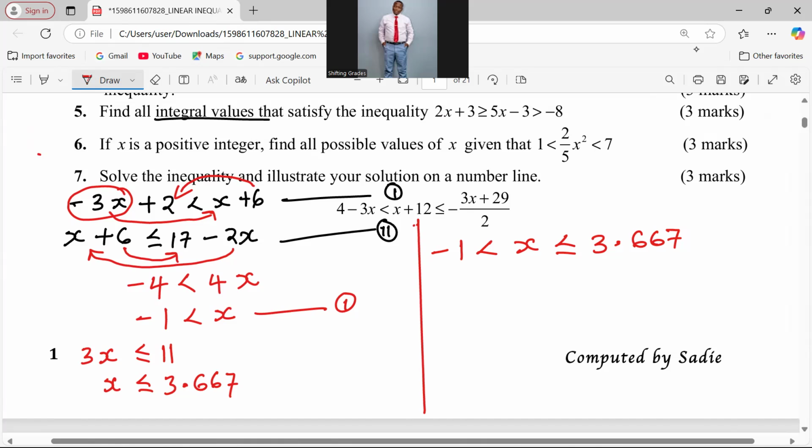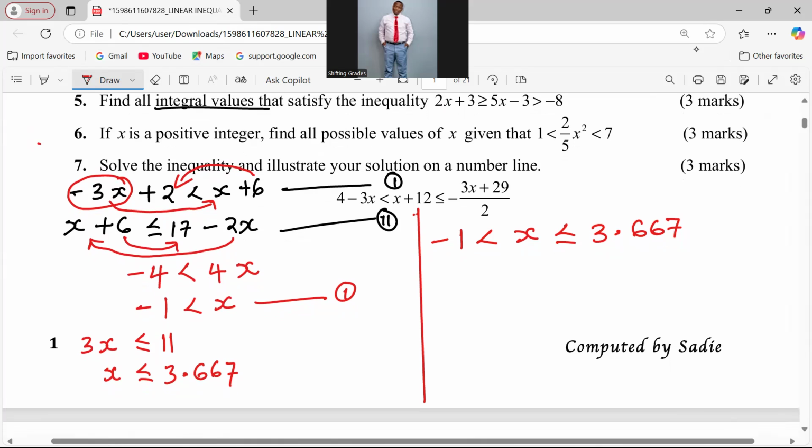So now I have to state what we are calling integral values. For me to state integral values, I have to consider between -1 and 3.667, which are the integral values there, considering a number line, a simple number line. And you will discover that -1 is not going to be included because the limit here is strictly less than. If it was less than or equal to, we would have included -1.